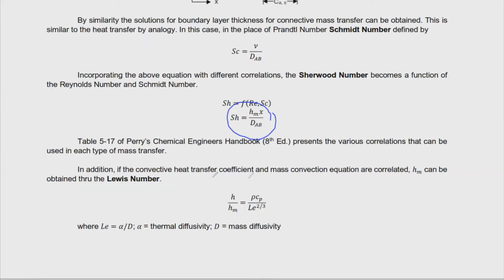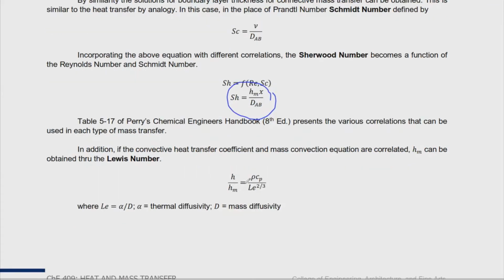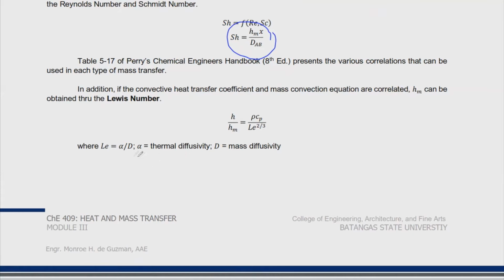In addition, as you can read from here, the convective heat transfer can be related through the Lewis number, or it can be obtained using the Lewis number. This Lewis number actually relates the convective heat transfer to the convective mass transfer. In this case, if we have the expressions, that's the convective heat transfer coefficient, and this one's the mass, that's actually equivalent to density times Cp, or the density times specific heat capacity, divided by the Lewis number raised to the 2/3 power. Usually the Lewis number is given by the thermal diffusivity and then the mass diffusivity.